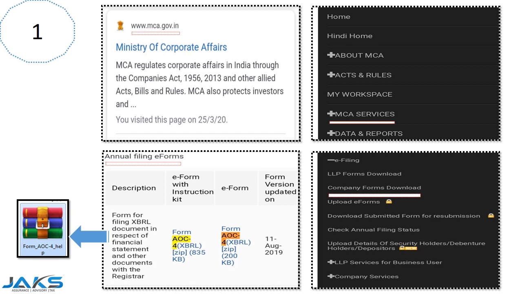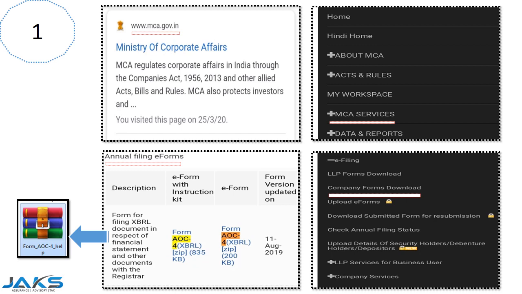For filing the form, the first step is to download it from the MCA site. Not only Form AOC 4, for filing any of the forms, the first step is to download it from the MCA site. Just go to mca.gov.in, select MCA Services. We will get a list of options. What we need is to download the company forms. So select company forms download.